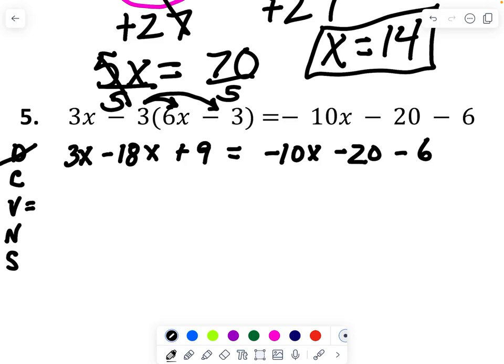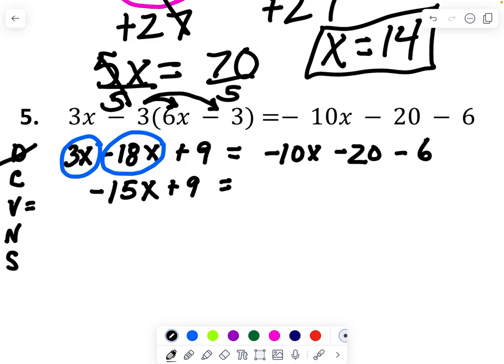All right, great. Done. Now, look at the left side of the equal sign. Do I have any like terms? Yes. These 2 right here. Okay. I can combine those together. And they become negative 15x. Remember, a positive and a negative, you're going to subtract and keep the sign of the 18. Then I can carry that down.